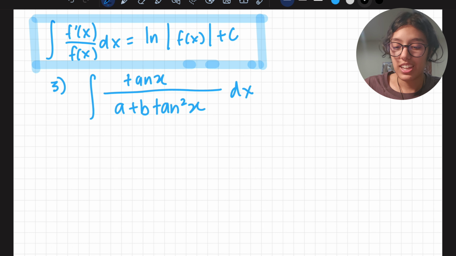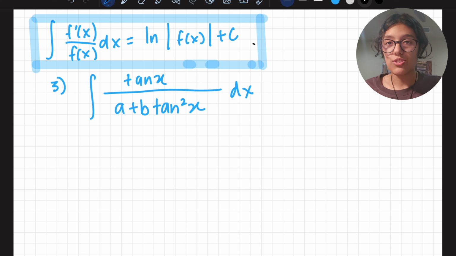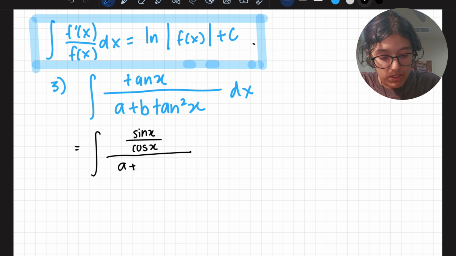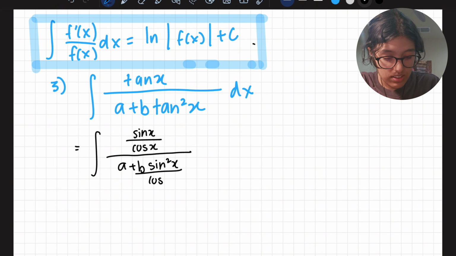Alright, so this is our next problem. We have the integration of tan x over a plus b tan squared x dx. So in this case, let's simplify first, and then let's apply this formula. So I'm going to simplify tan x into sine x over cos x. So sine x over cos x over a plus b sine squared x over cos squared x, and then dx.